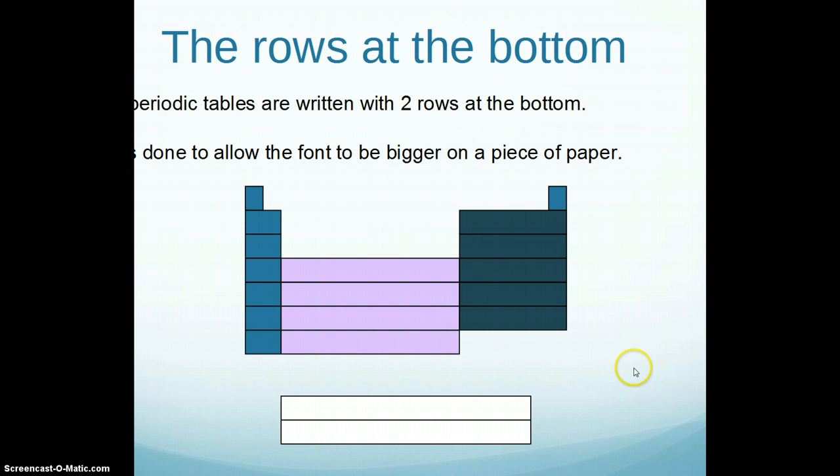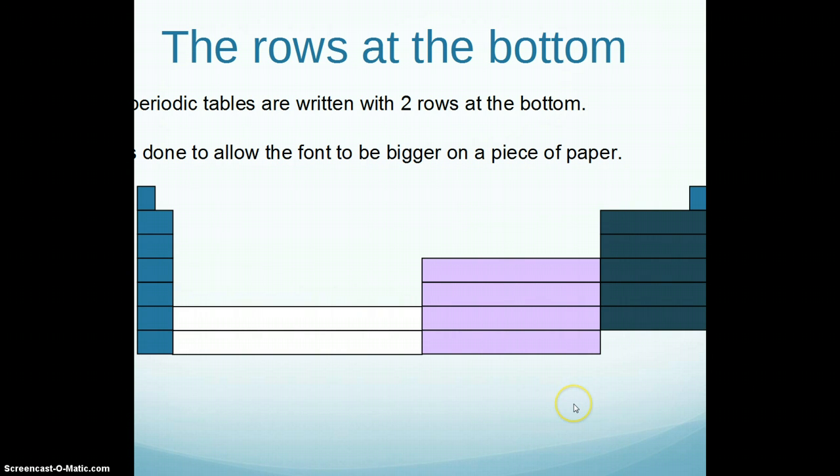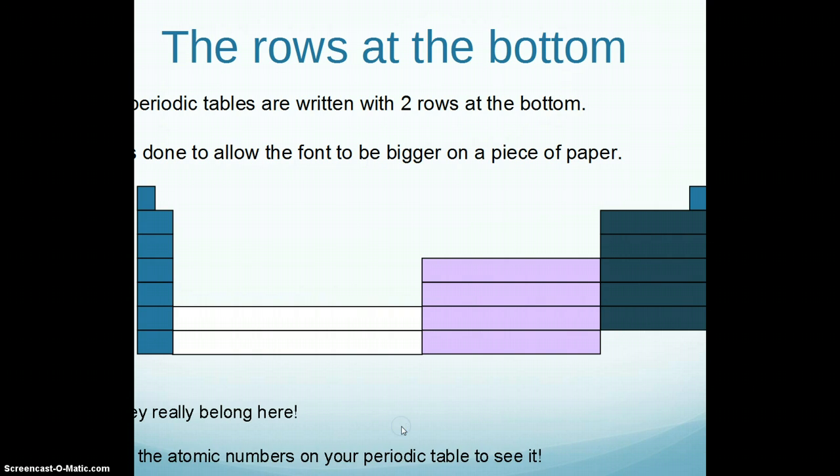Now, the periodic table would be a lot bigger than it is right now, but we don't use these too much in chemistry. Let's just keep them at the bottom.